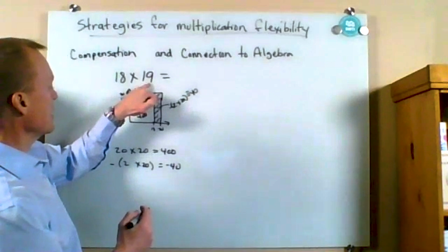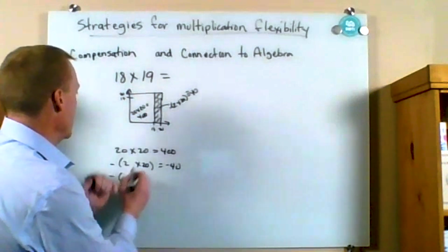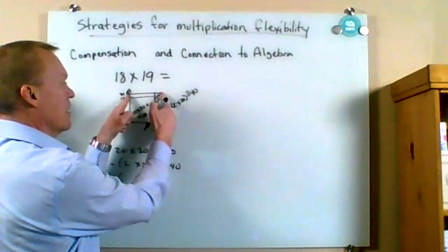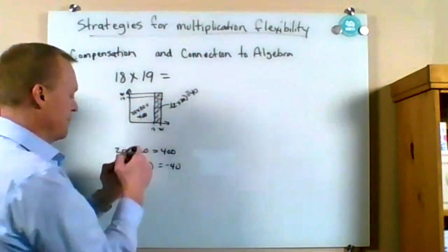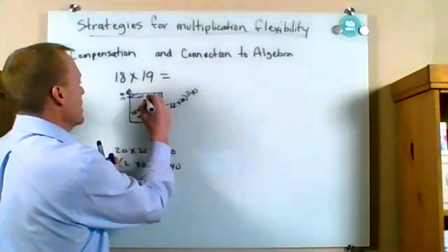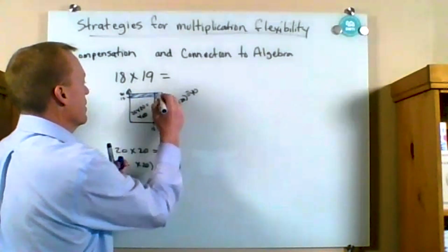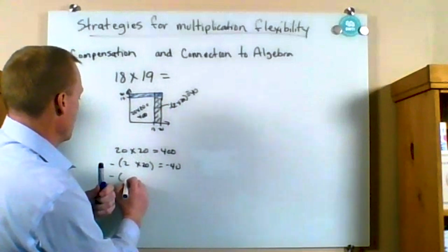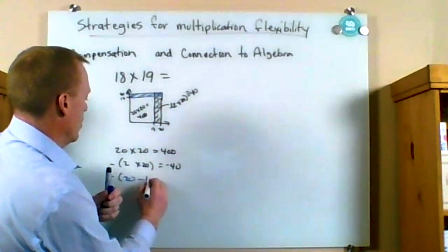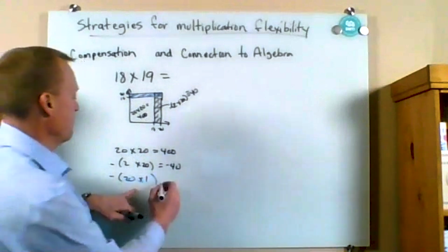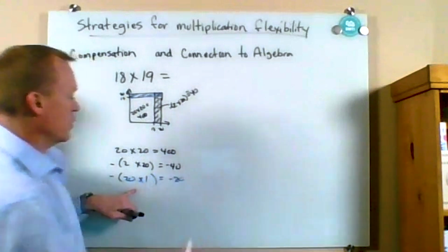I also compensate the 19. So I'm going to take away here that entire amount here, and I'll explain why I'm doing that. And we'll use a different color here. So here with the 19, I'm going to take away 120. So I'm taking away 20.